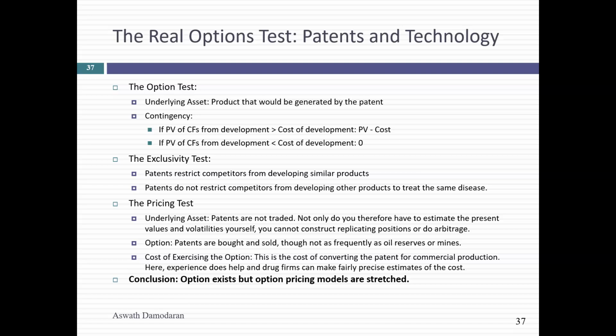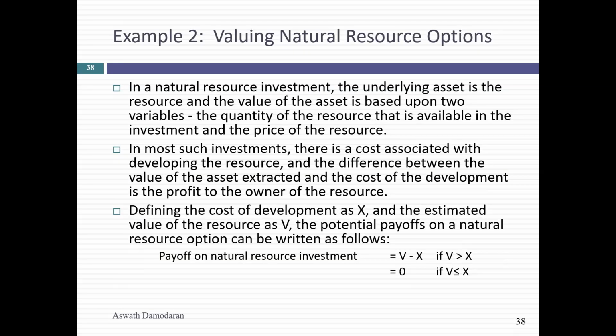But if you look at whether I can apply an option pricing model, you're stretching the limits of option pricing models. Replication impossible, arbitrage impossible. You put in an option pricing model, you get a number. I'm not sure what you can do with that number. So today I want to move on to a second example of an option to delay.